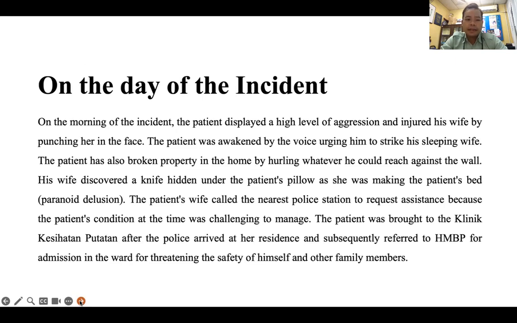On the morning of the incident, the patient displayed a high level of aggression and injured his wife by punching her in the face. The patient was awakened by the voice urging him to strike his sleeping wife, and the patient also broke property in the home by hurling whatever he could reach against the wall. His wife discovered a knife hidden under the patient's pillow while she was making the patient's bed, which is a paranoid delusion. The patient's wife called the nearest police station to request assistance because the condition at the time was challenging to manage. The patient was brought to Klinik Kesihatan Putatan after the police arrived at her residence and was subsequently referred to Hospital Mesra Bukit Padang for admission to the ward for the safety of himself and other family members.